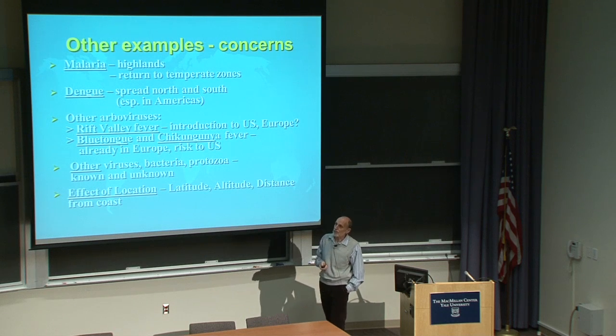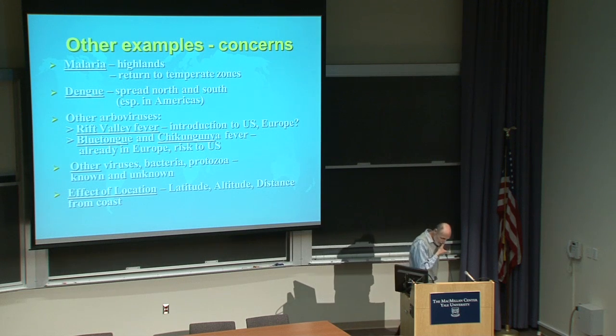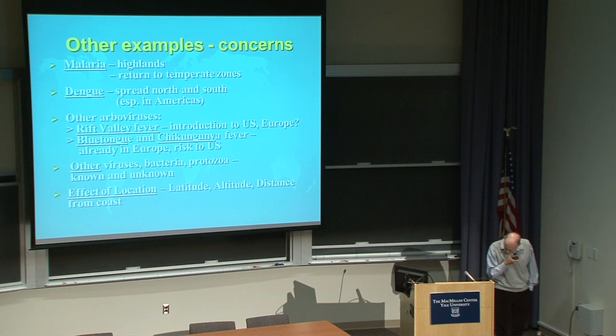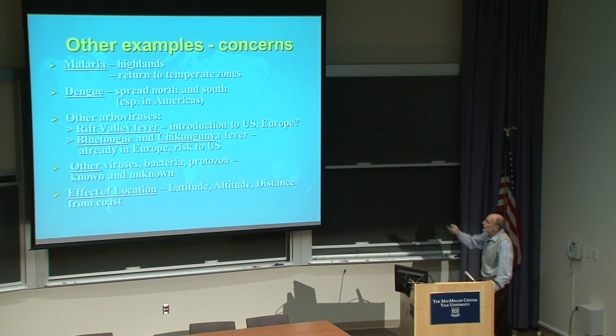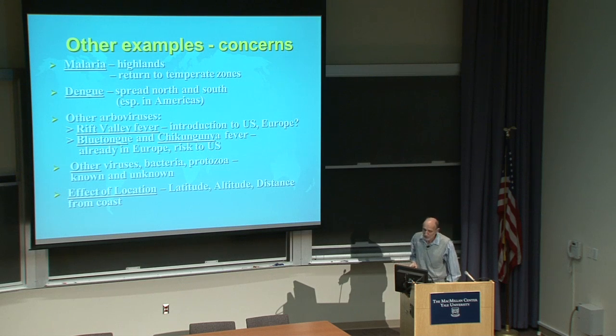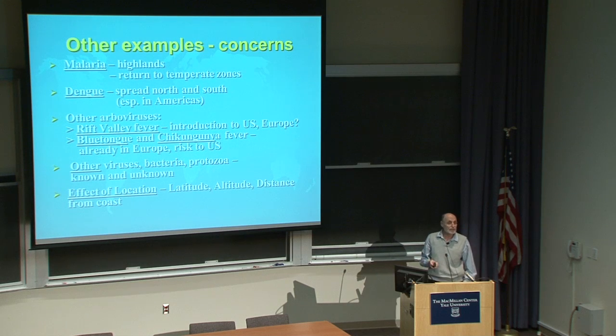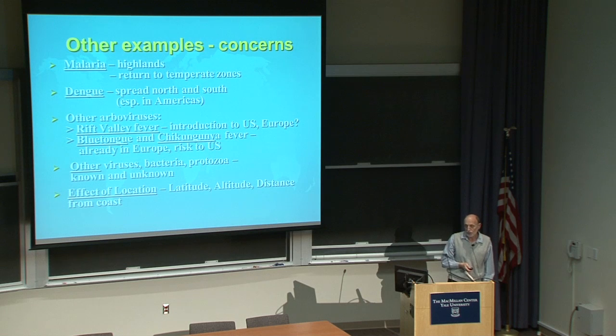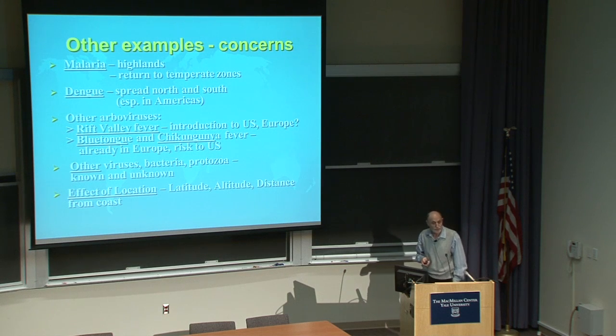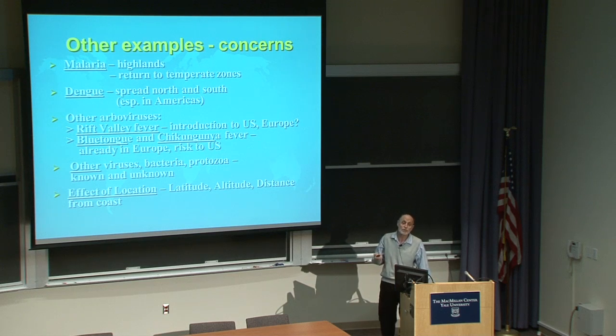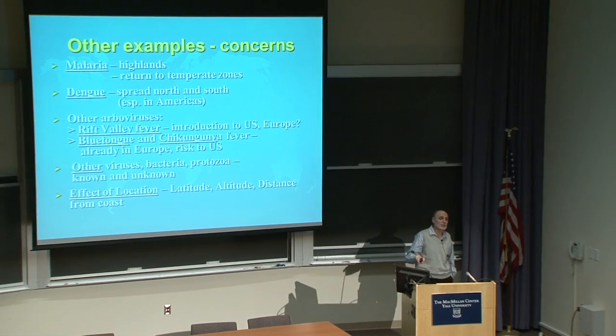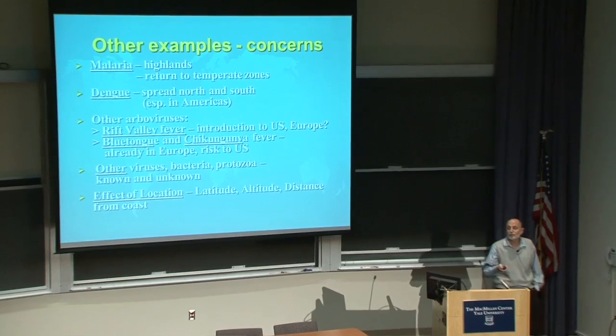I want to come back and make a few points generally about climate and anthropogenic change and transmission. There are many examples that people talk about for the impact of climate change: malaria moving up the highlands in sub-Saharan Africa, malaria returning to temperate zones, dengue spreading north and south, especially in America, introduction of Rift Valley fever or chikungunya into the US. Chikungunya was already introduced into Italy once, and there have recently been two modeling papers claiming there's a high probability of chikungunya.